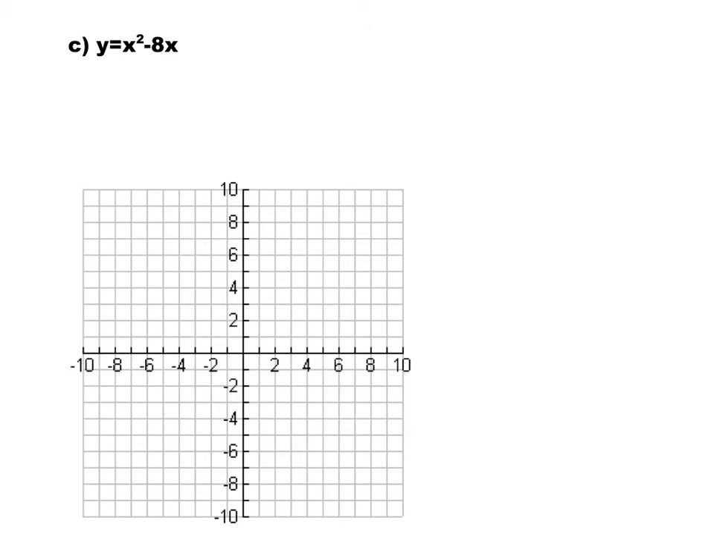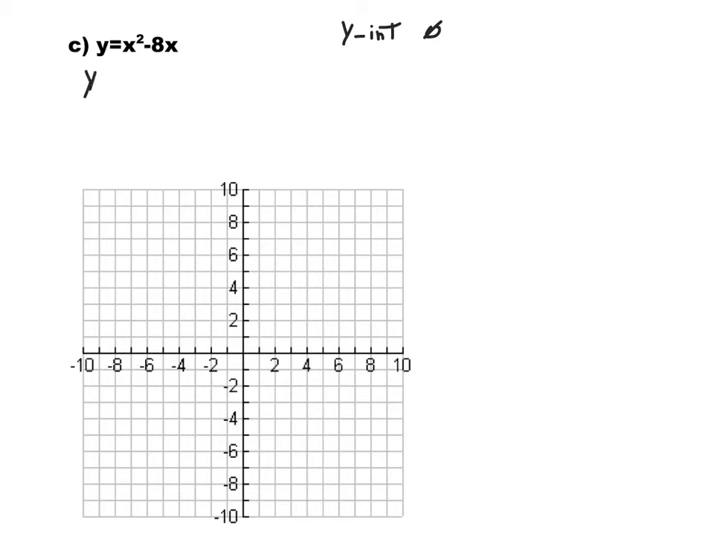The next example is to plot y equals x squared minus 8x. Again, this is a standard form. I can see that the constant is 0, so I can say that the y-intercept is equal to 0. Now to find the x-intercept, I'm going to change it to factored form.